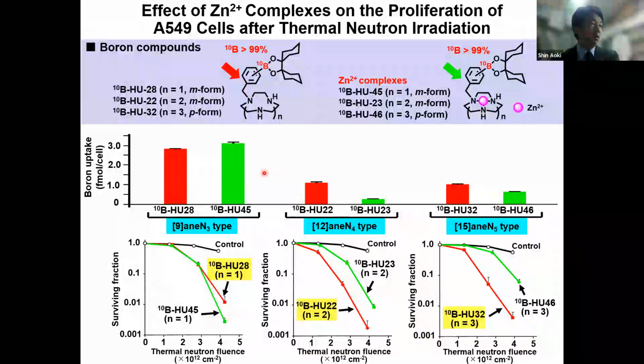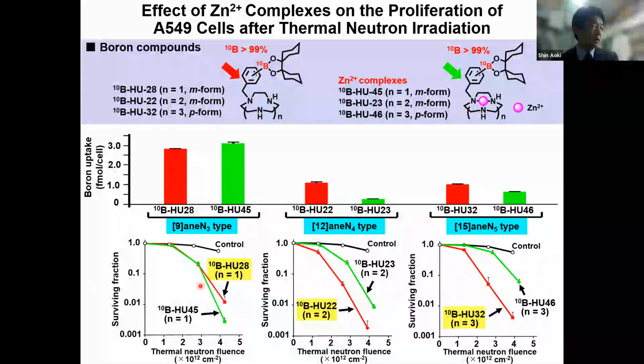And this slide compares the intracellular uptake and BNCT effect of 9-member ring, 12-member ring and 15-member ring compounds, which have a boron unit. As you can see, the intracellular uptake of the boron 9-member ring compound, HU28, is higher than those of the 12-member ring and 15-member ring.